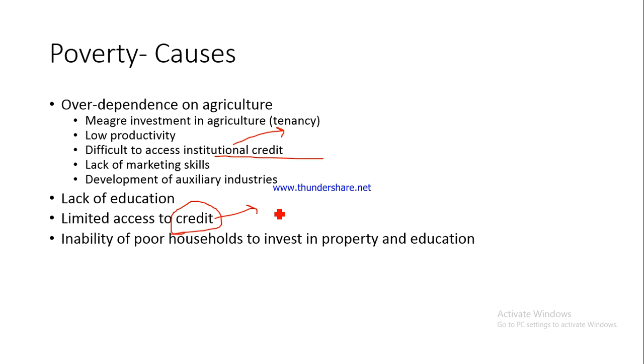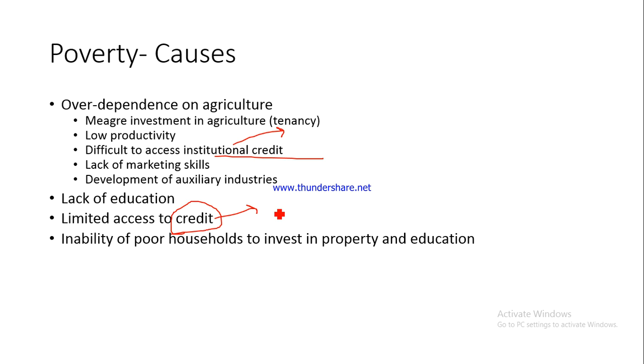Again, since the poor households simply do not have access to good food, good medical facilities, and good education facilities, they are doomed to remain poor. So they start as poor and they continue being poor throughout their life, just because they cannot invest anything. They cannot invest in property, simply they do not have access to credit. They cannot invest in education because they find it difficult to even meet their food requirements.